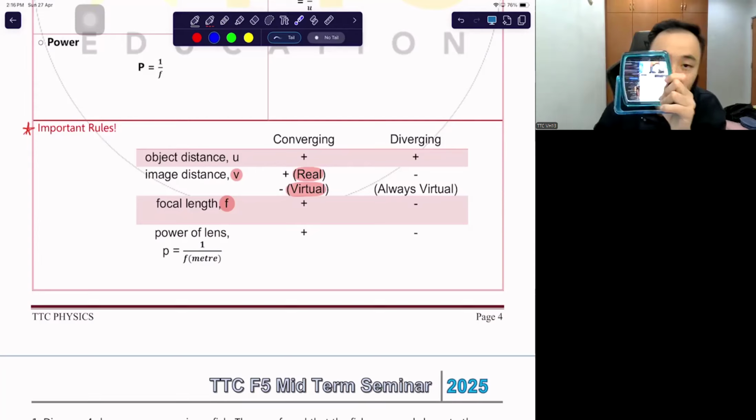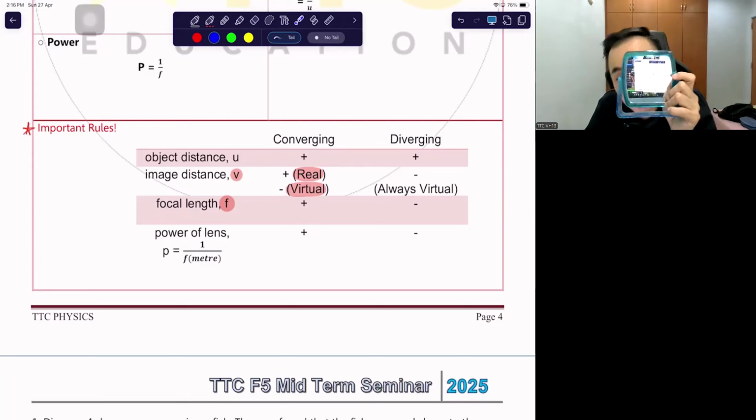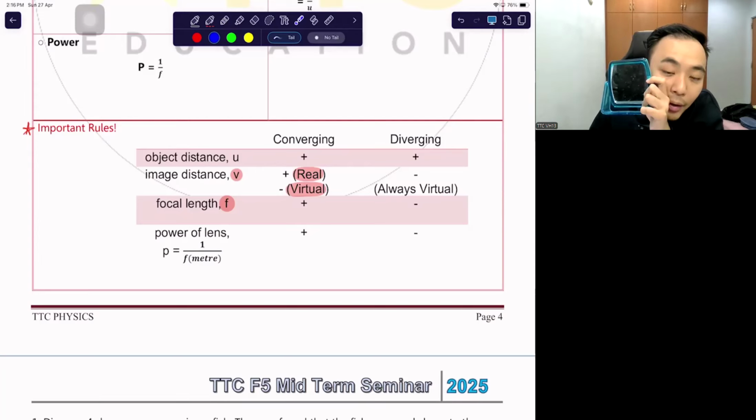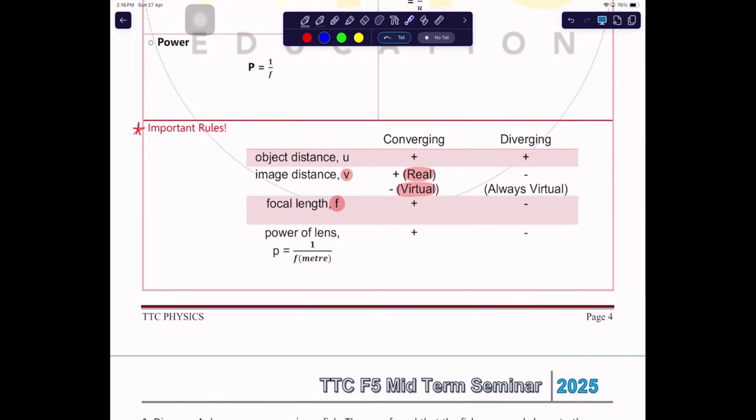What I have here is a plain mirror. Could you see the reflection in the mirror? Okay, now here. Can you see the reflection in the mirror? Can you see my face? This one? Now, this is a virtual image.